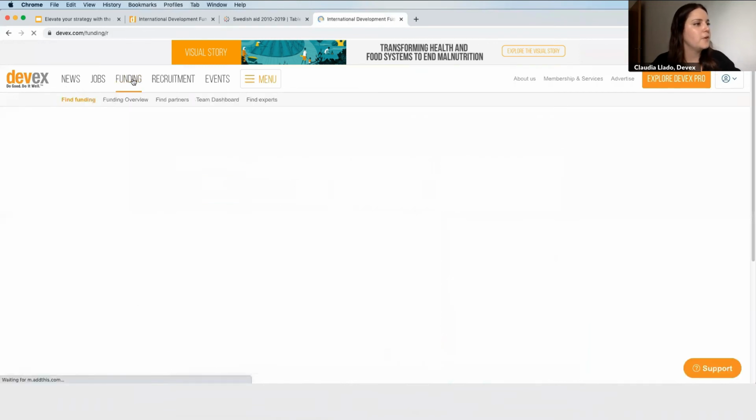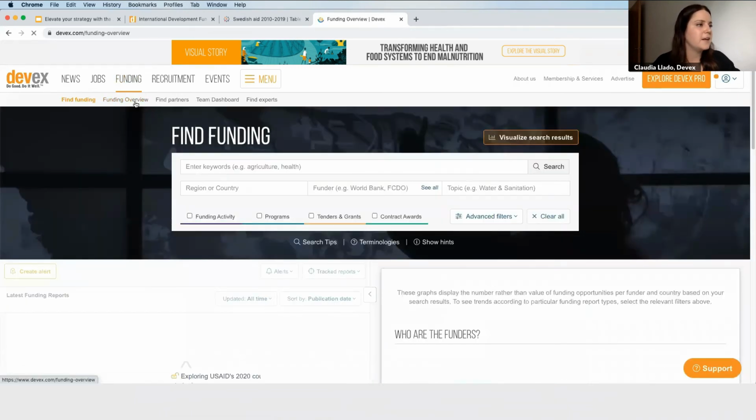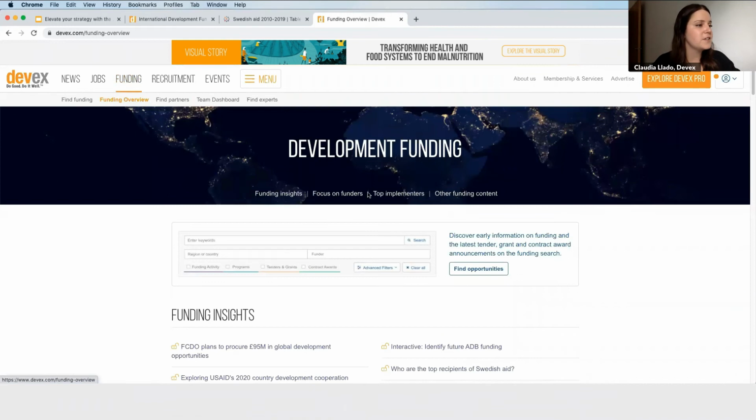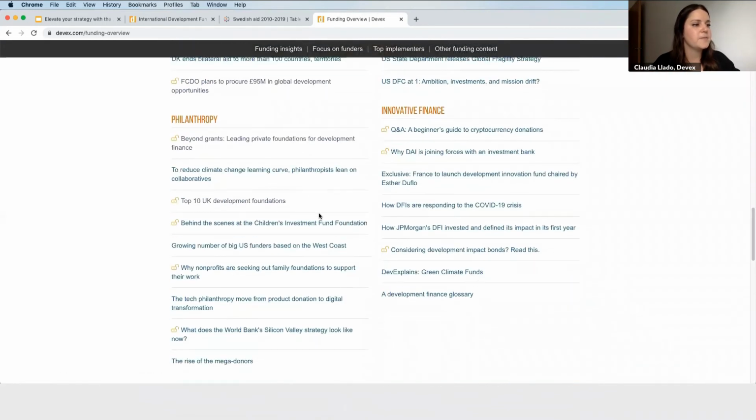So if we go onto our funding overview page, there is actually a whole section dedicated specifically to foundations and to philanthropy, which you'll be able to find here. So there's quite a bit of content there to take in.